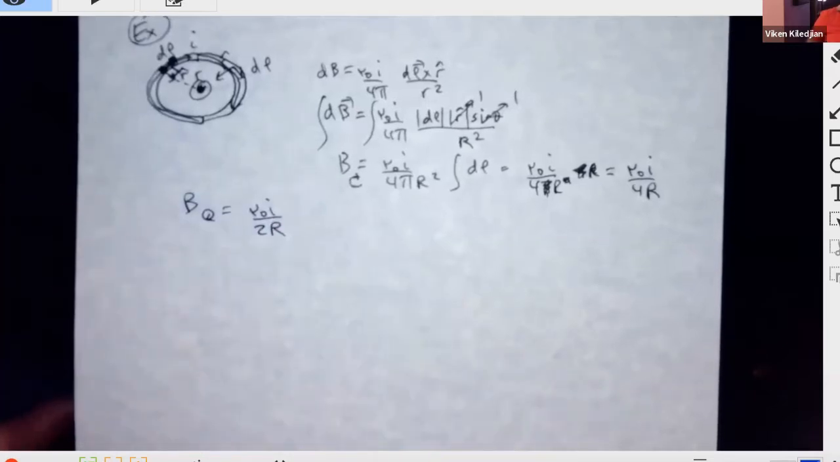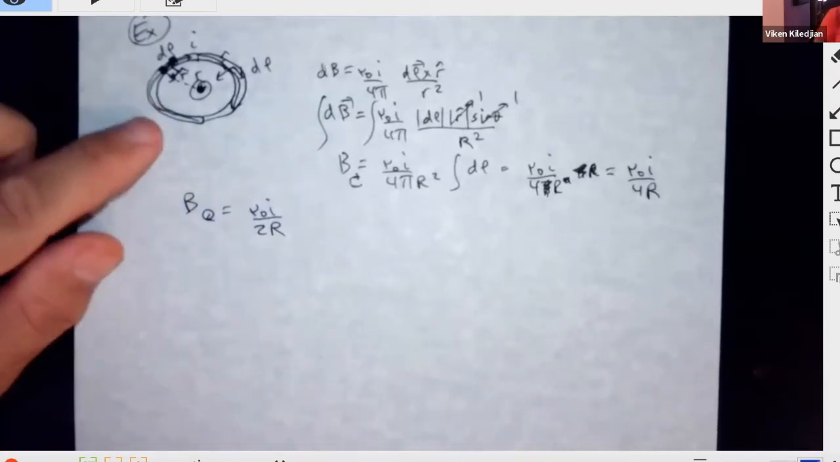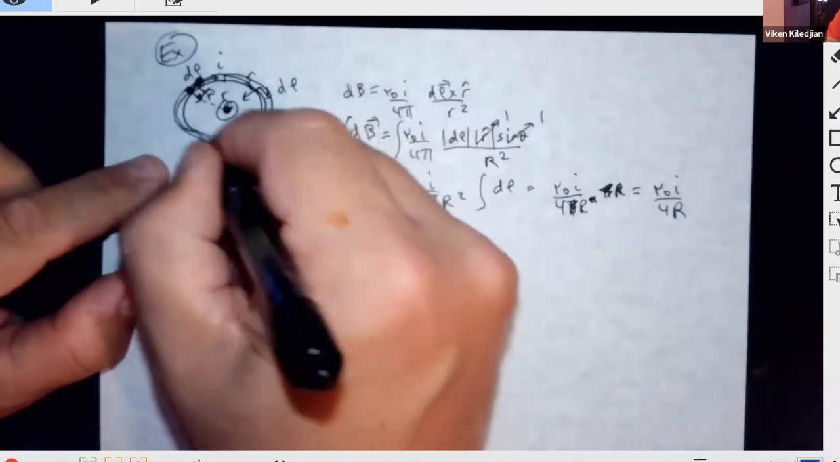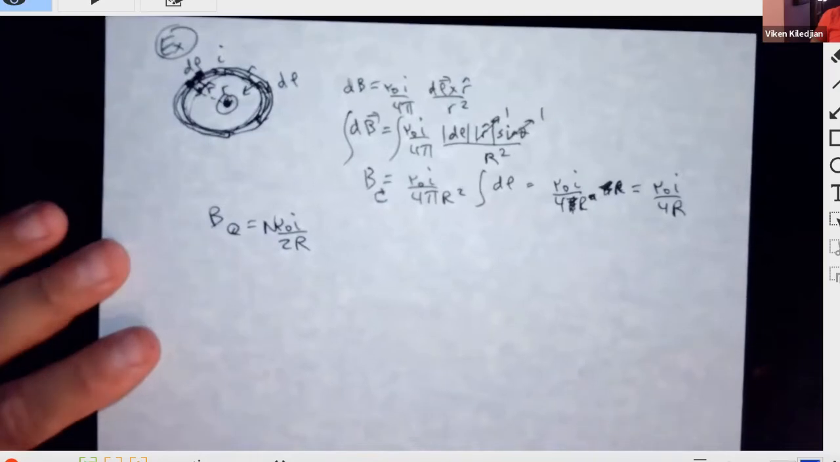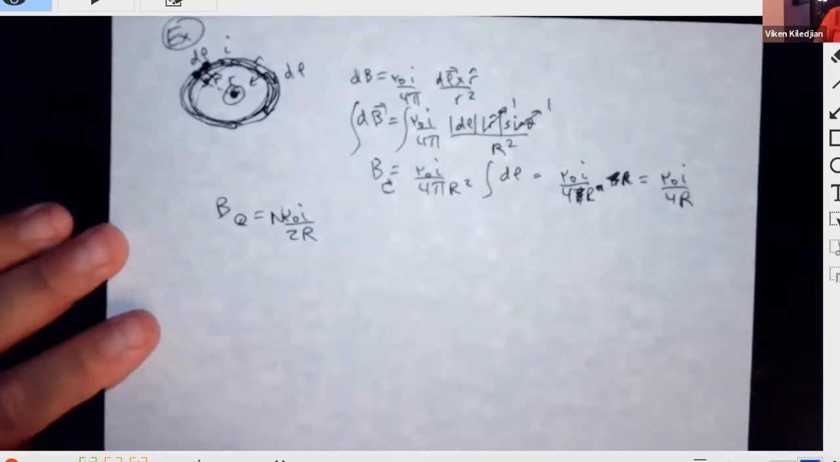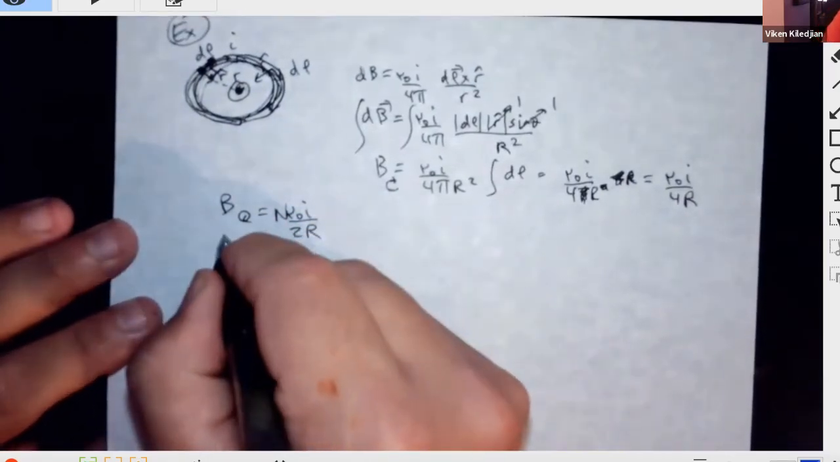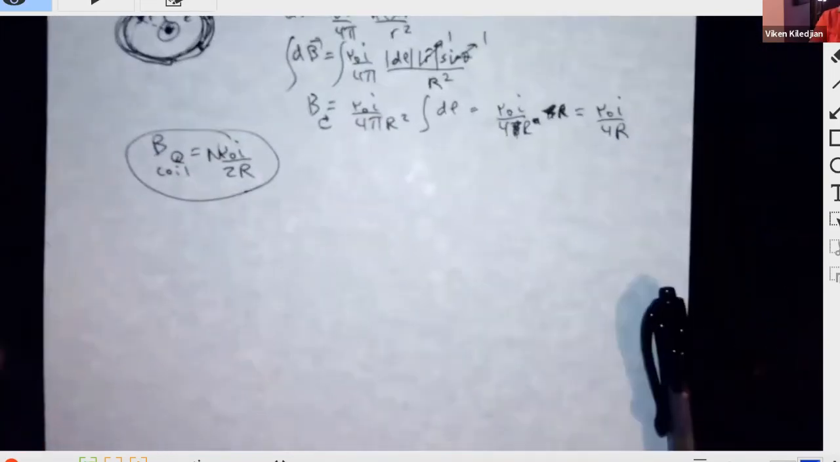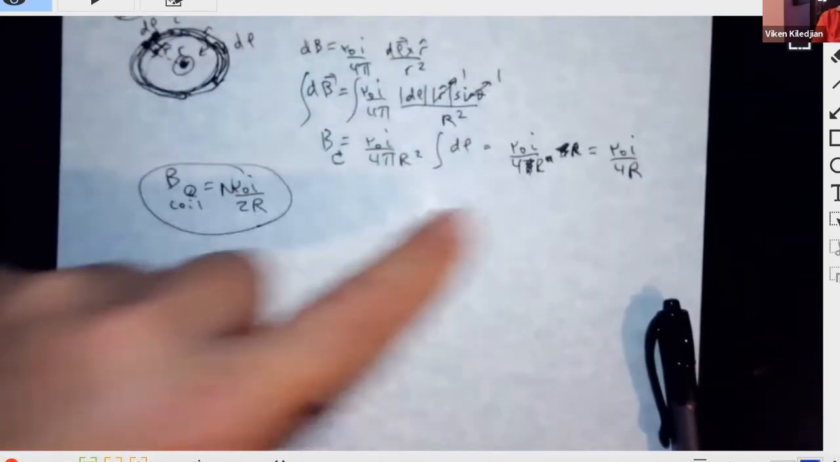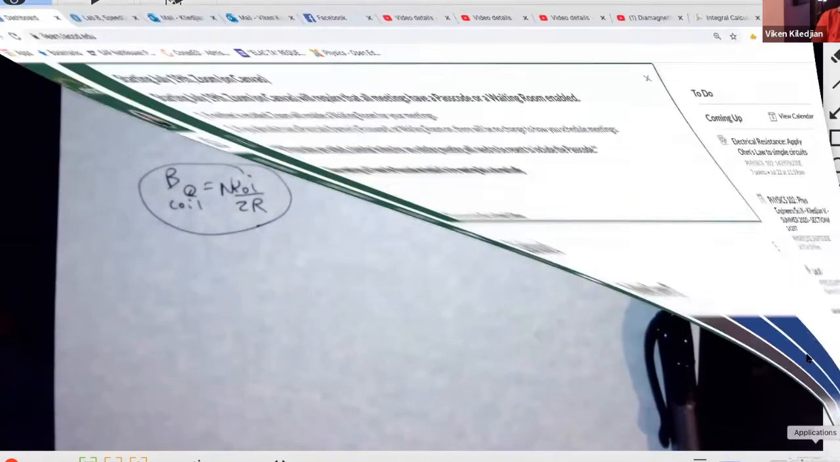Mu 0 I over 2r. And now if I make it n number of turns, then it becomes n mu 0 I over 2r. This is called the magnetic field of a coil. N mu 0 I over 2r. So the proof is pretty easy. That's it. Just that application of Biot-Savart law.